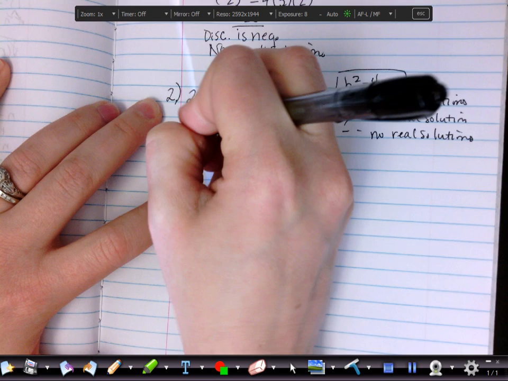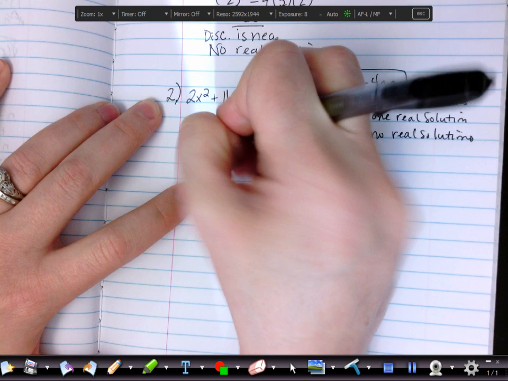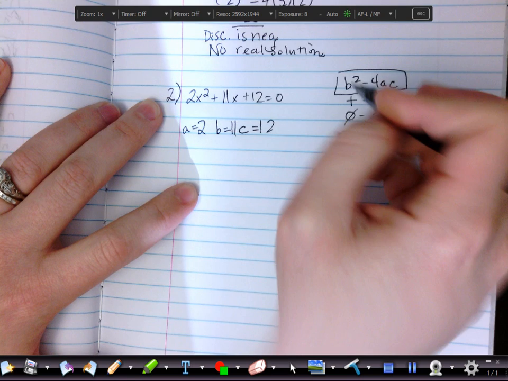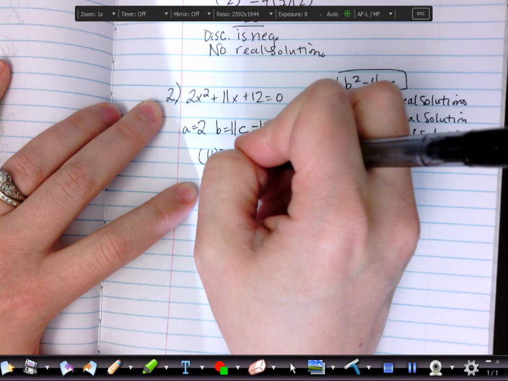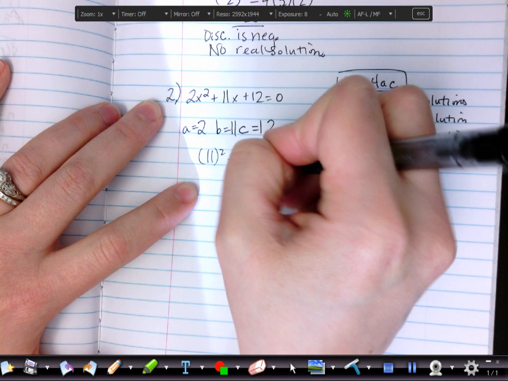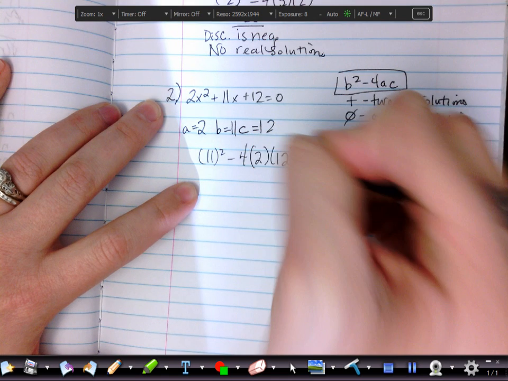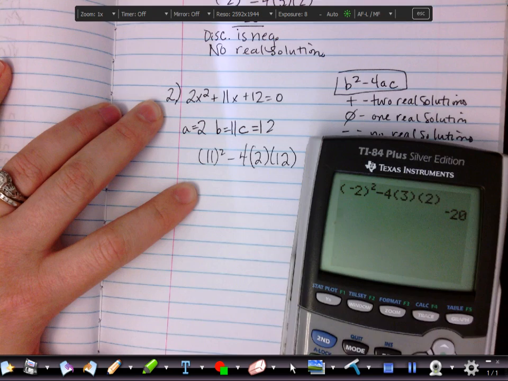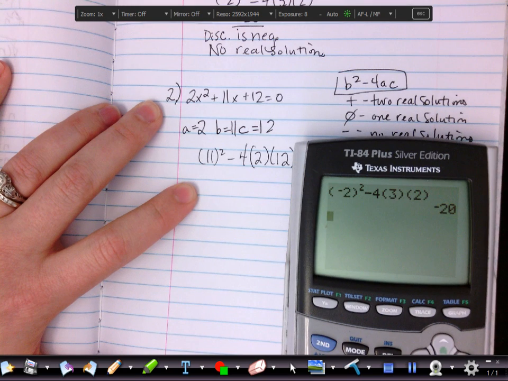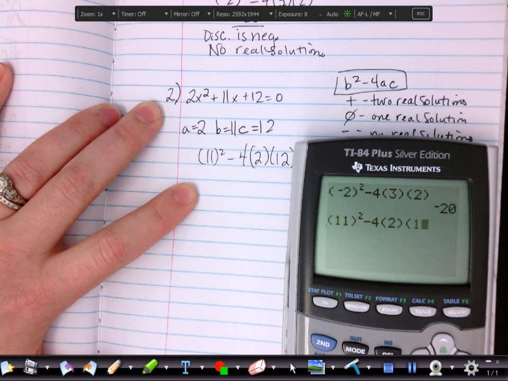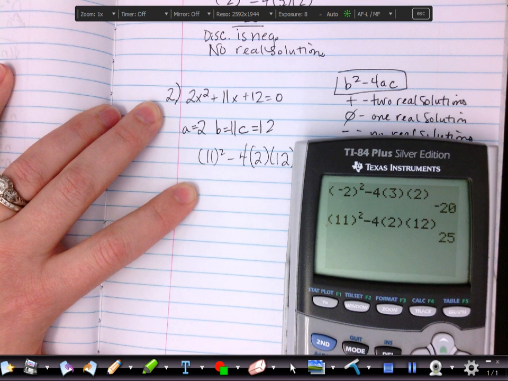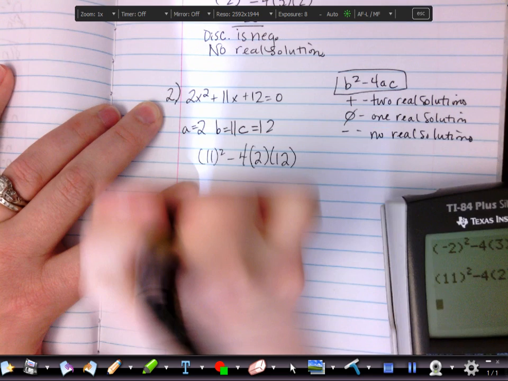Our A is 2, B is 11, C is 12, and we're going to plug into the formula. My B squared minus 4AC. Again, all I have to do here is type this in the calculator. 11 squared minus 4AC. 25. Positive 25.